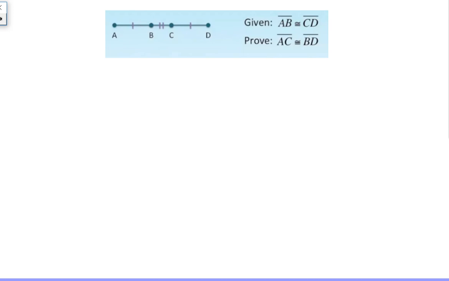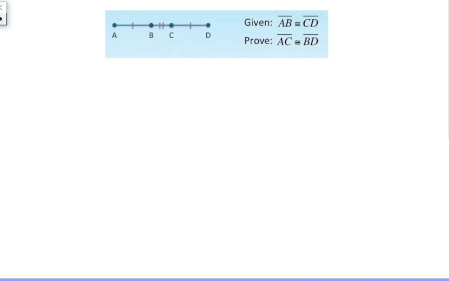Okay, ladies and gentlemen, in this video, our main goal is to prove a statement while utilizing the segment addition postulate. If you're really going to be successful in this type of proof, you of course have to be comfortable with what the segment addition postulate is. So just remember that the segment addition postulate basically tells us that if we have a big segment and it's divided up into smaller segments, I can add those smaller segments together to get the bigger segment. So we're going to utilize that to our advantage here today.